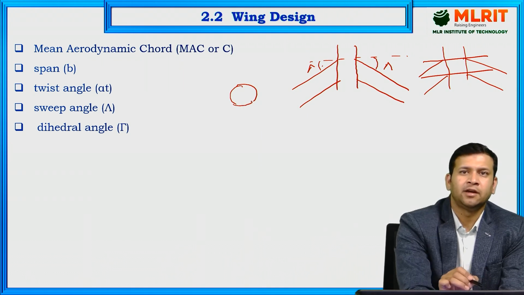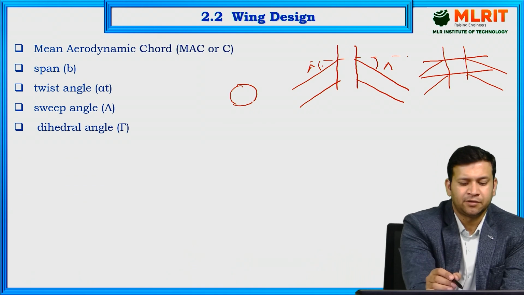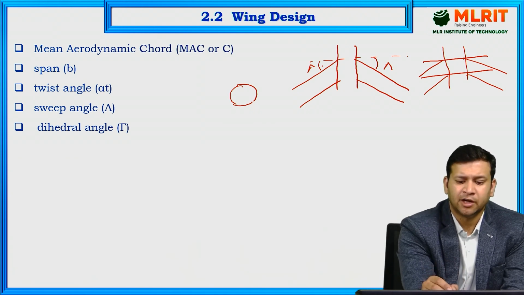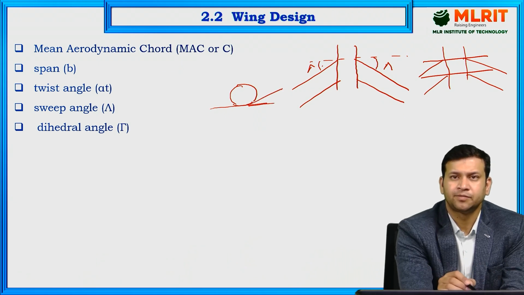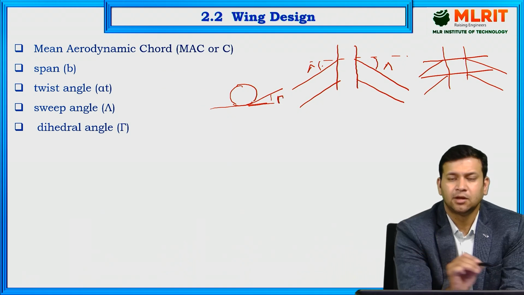Next, dihedral angle. This is the aircraft front view facing the nose of the aircraft. For example, most of the commercial aircraft will be having low wing configuration, right? And this will be slightly up. This is the dihedral angle.